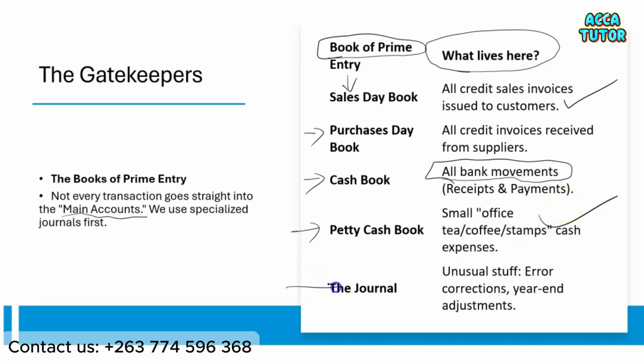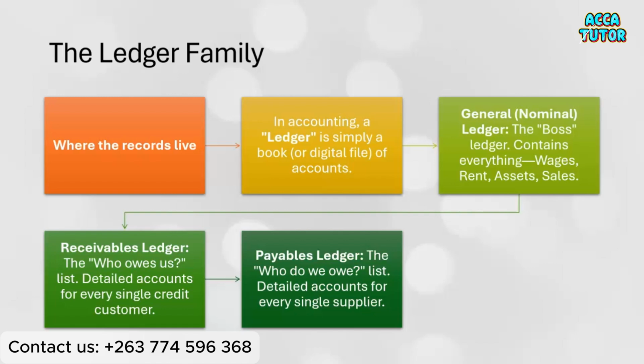Lastly, the journal. This one records unusual transactions, unusual stuff. For example, error corrections, year-end adjustments. They are recorded in the journal. Okay. Let's move on. Now let's talk about the ledger family.